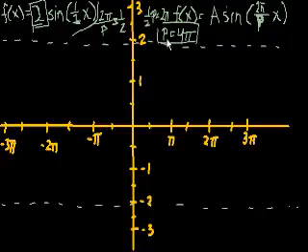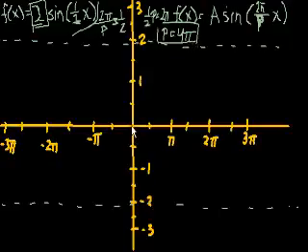And once again, how did we figure out that the period is equal to 4 pi? We use this formula. 2 pi divided by the period is the coefficient on the x term. So we set 2 pi divided by the period equal to 1/2, and then we solve that the period is 4 pi.